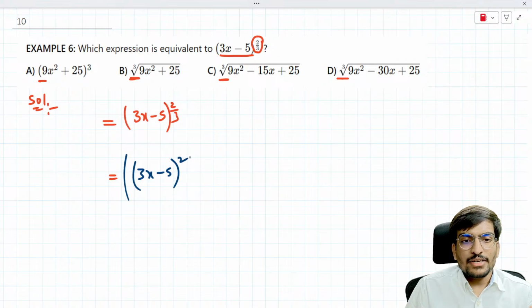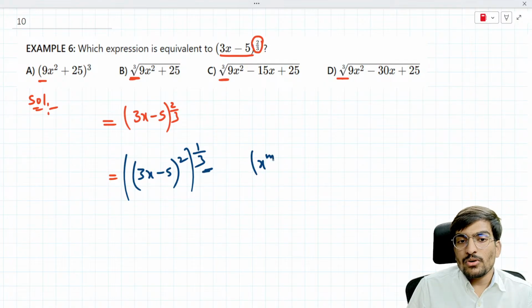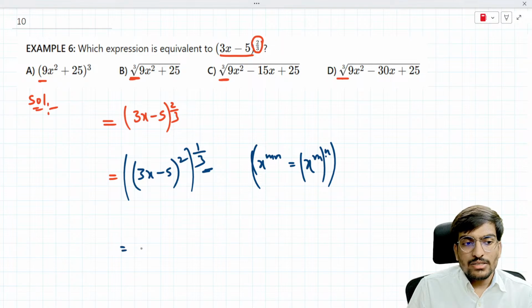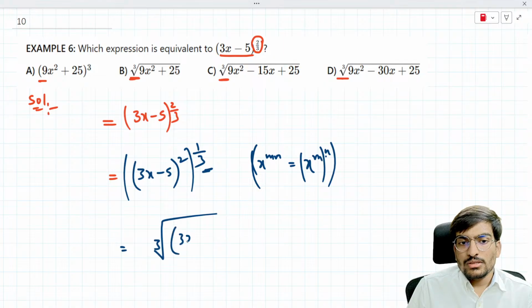I can see Saidu Rahman answered D. Let's see whether it's true or not. That's going to be 1 by 3. So now I'll just keep this. What I applied here: x raised to the power of mn is equal to x raised to the power of m, whole raised to the power of n. This is what we applied. So that equals the cubed root, the 1 by 3 turns into cubed root, of 3x minus 5 whole square.